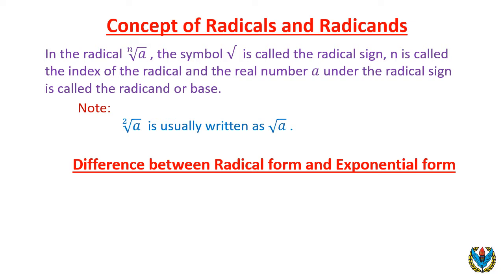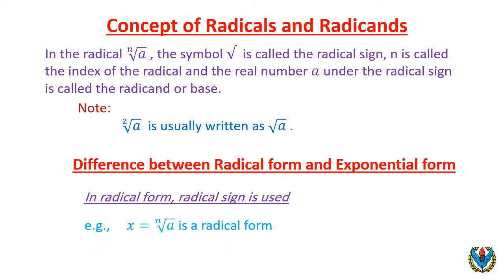Now we should know the difference between radical form and exponential form. In radical form, the radical sign is used. For example, x is equal to square root a with index n is a radical form, and square root x with index 3 and square root of x square with index 5 are examples of radical form. Dear students, it means in radical form we have square root.